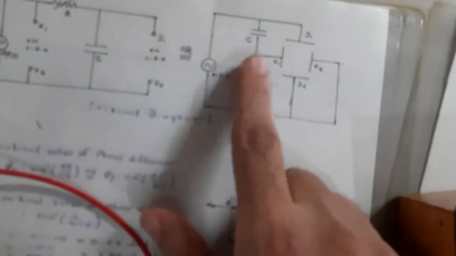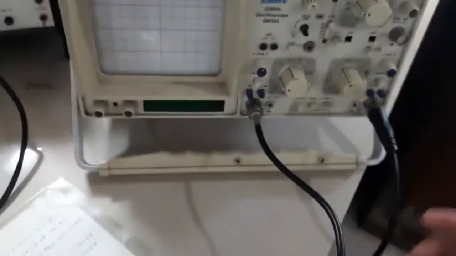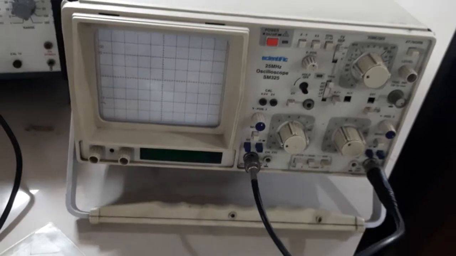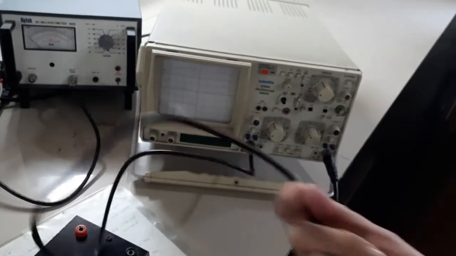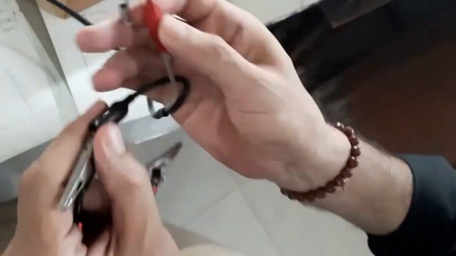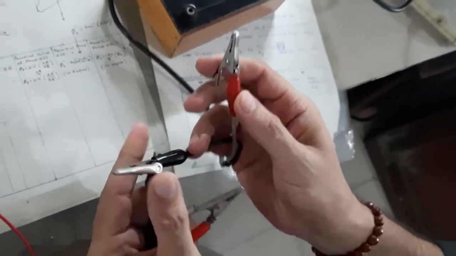X1, X2, that means this is your channel X. These are the two terminals. The red one is known as X1 and the black one is known as X2. This is your Y1, Y2, this is your Y channel. The red one is Y1 and black is Y2. Connect the circuit like this.